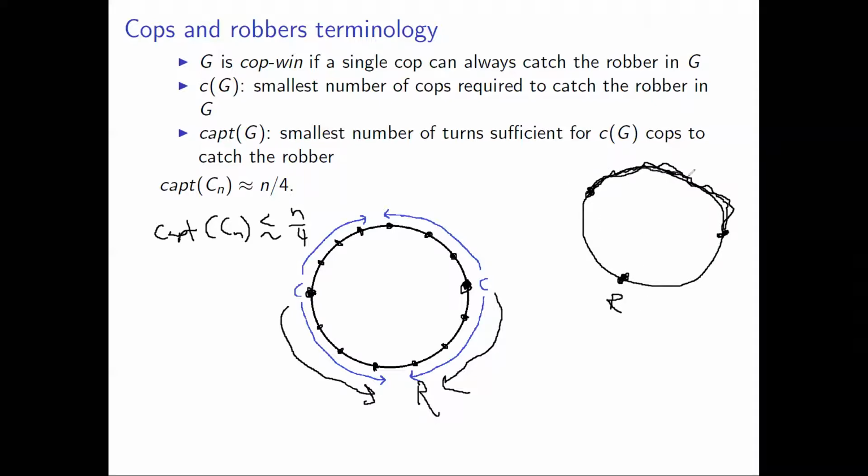And if this is the shorter distance and the total length of the cycle is n, if that's a Cn, then it means that this longer distance here had to be at least n over 2. So half of that had to be approximately n over 4, at least. So that's why we can say the capture time of Cn is at least approximately n over 4.